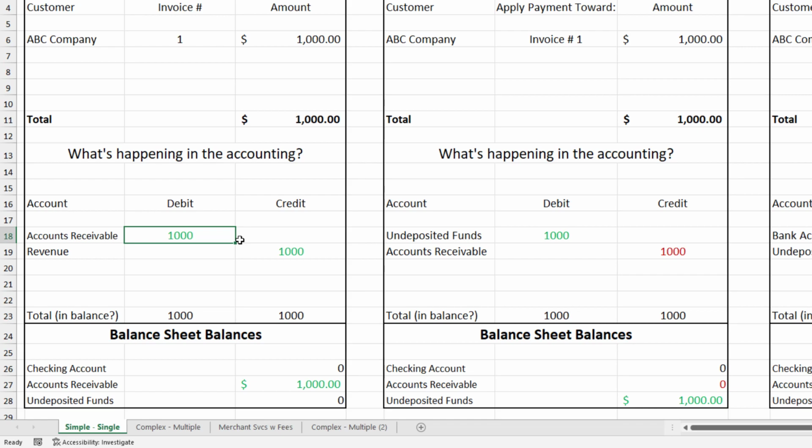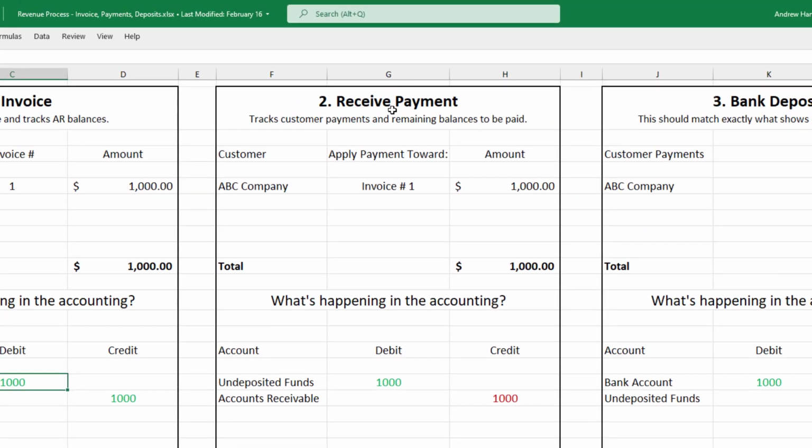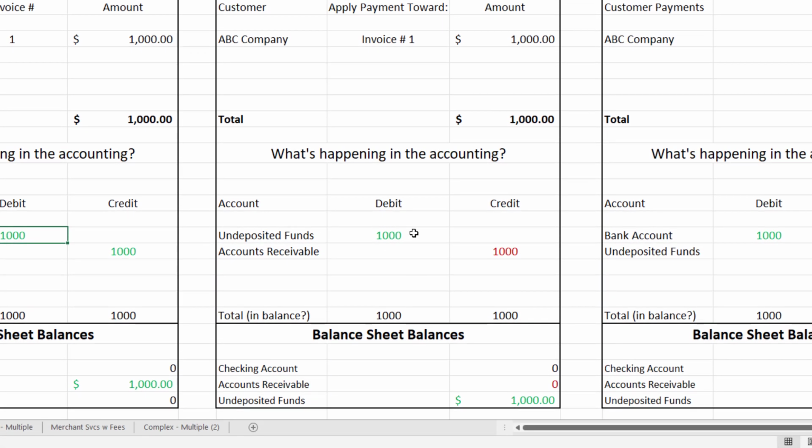Okay, so what's happening next? Then let's say your customer pays you. You're receiving a payment. Step two over here. They are paying invoice number one in full, $1,000. So now notice the green and red. What's happening here? Our accounts receivable decreases because we have the payment. We're not tracking that anymore. And another account called undeposited funds increases by $1,000. You have the check. This is the funds. It's just not deposited yet. It's in this weird limbo state, which is actually very useful as we get to the more complicated matters.